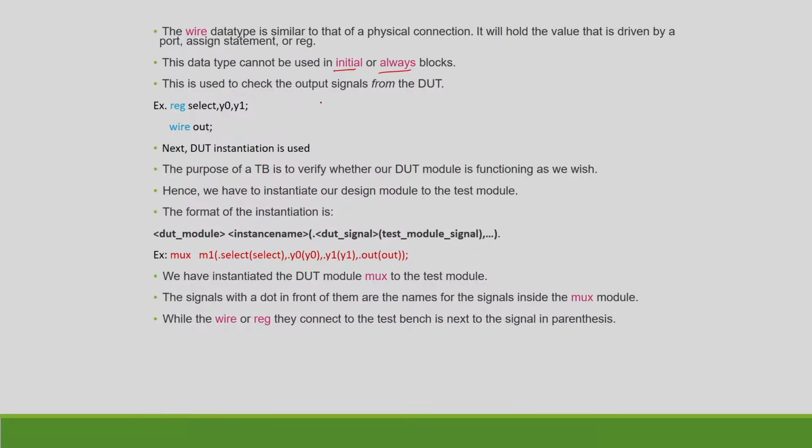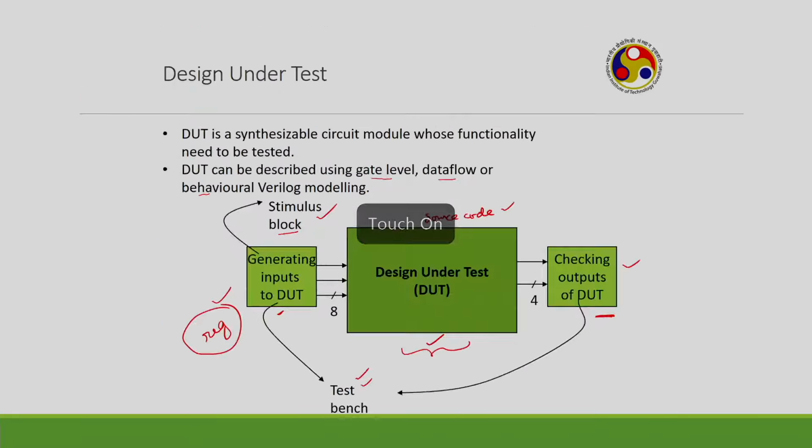And this wire is used to check the output. So, here register is used to apply the stimulus. This test bench basically will perform two basic operations. One is applying the stimulus and checking the outputs. So, to apply the stimulus normally we will use register, to check the output we will use the wire.